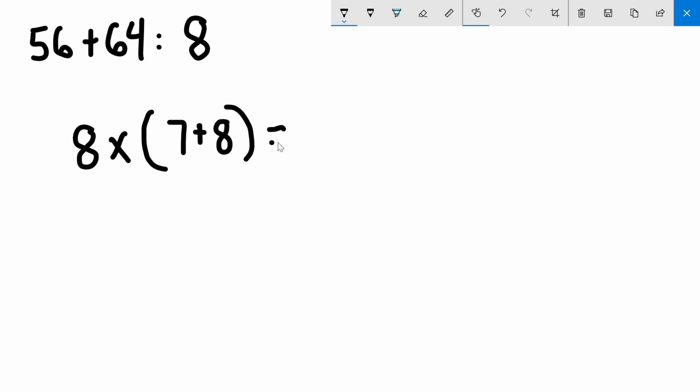What that means is that will equal 8 times, I just add my 7 and 8 together, 15. So that is writing the sum of the numbers as a product of their GCF and another sum. This is the greatest common factor, and we're getting the 7 and the 8 because 8 times 7 is 56, and 8 times 8 is 64.